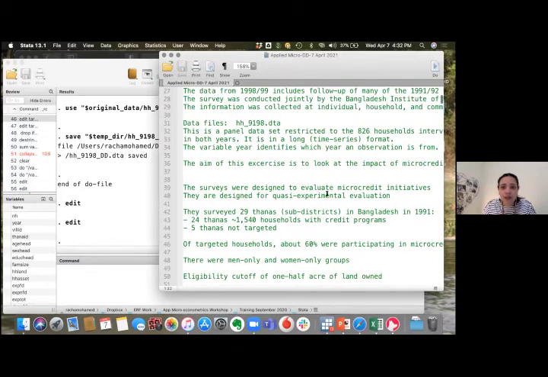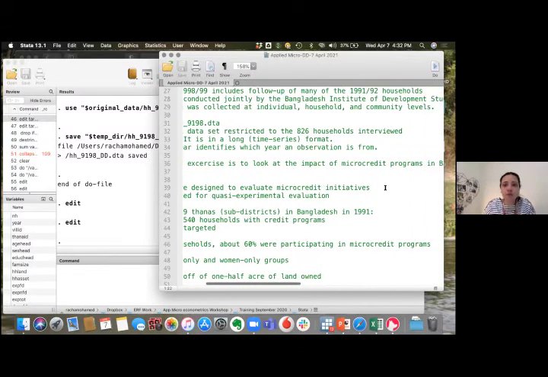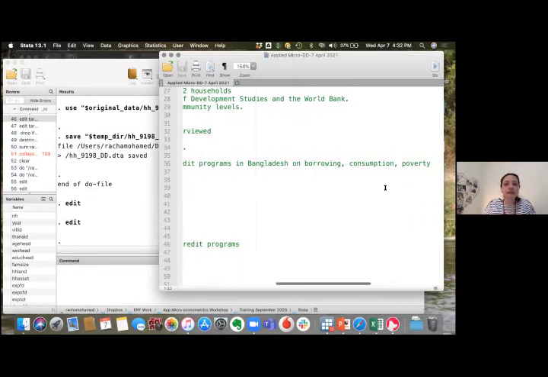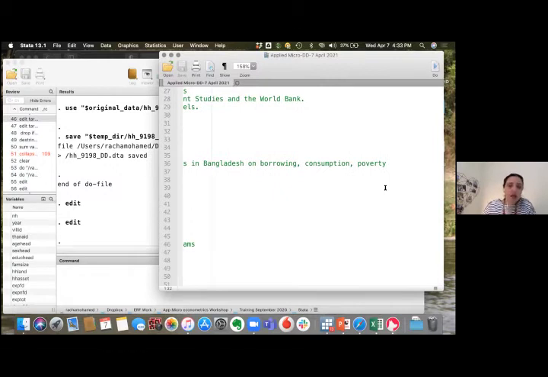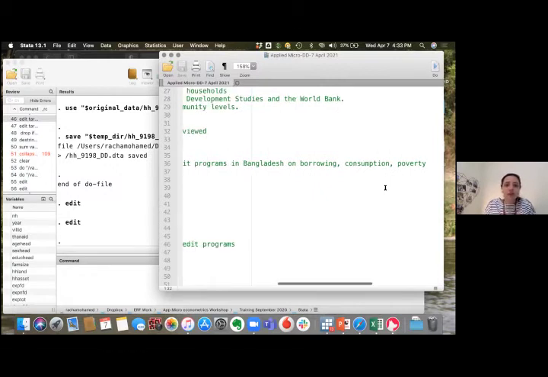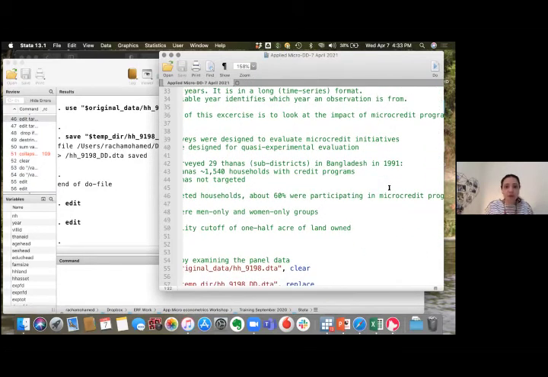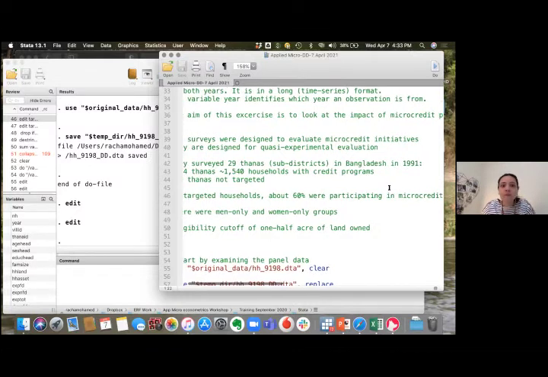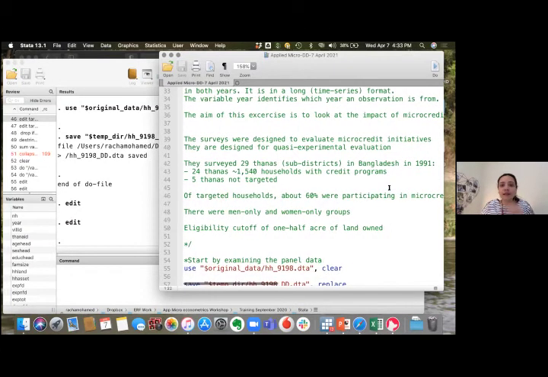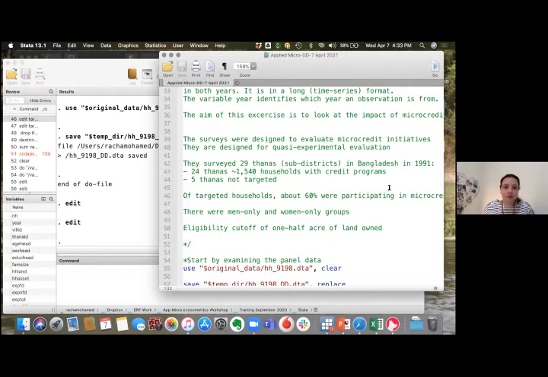The main idea here, what we wanted to study, is the impact of the microcredit program in Bangladesh on 3 outcomes: borrowing, consumption, and poverty. The microcredit program in Bangladesh has 2 specific programs, one mainly for women and one mainly for men. So we can have in the same household a male participant or a female participant or both, because there are two different programs.